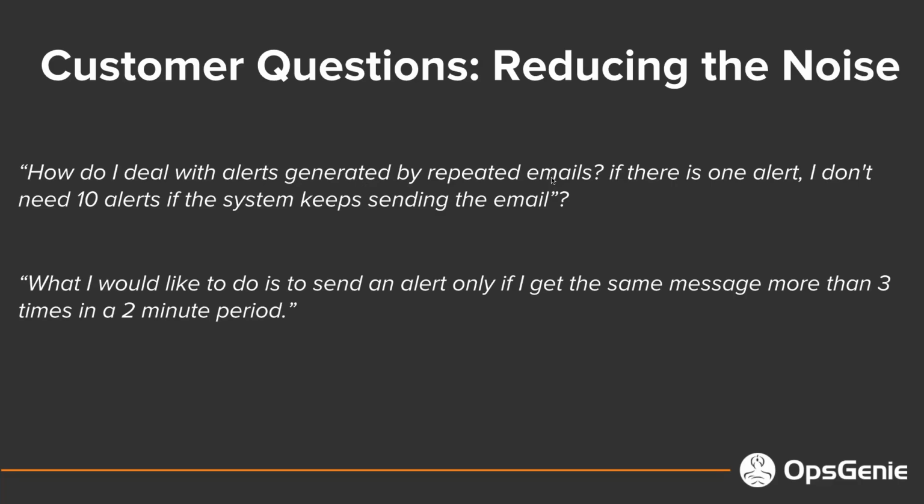So, we pulled a couple of questions that tie into reducing the noise that we've seen from customers. Dealing with alerts. How do I deal with alerts generated by repeated emails? If there's one alert, I don't need 10 alerts in the system if the system keeps sending the email. Or what I would like to do is send an alert only if I get the same message more than 3 times in a 2-minute period. Well, that sounds great. I think we'd all like to do that.